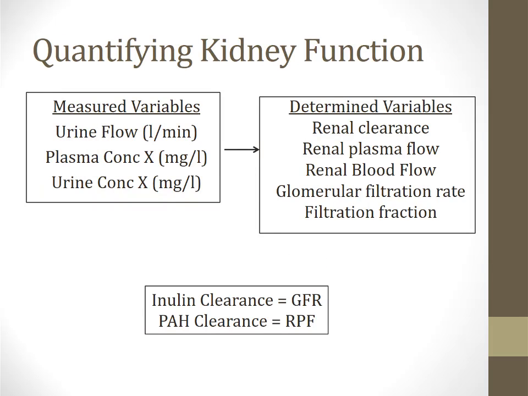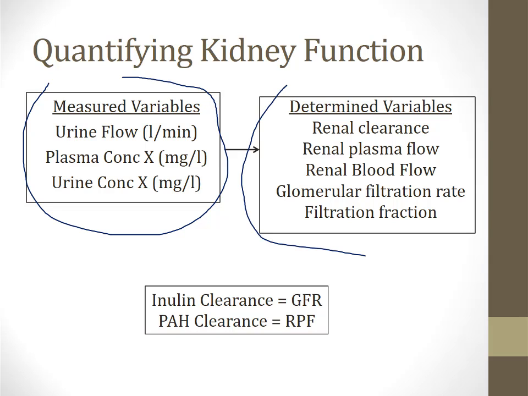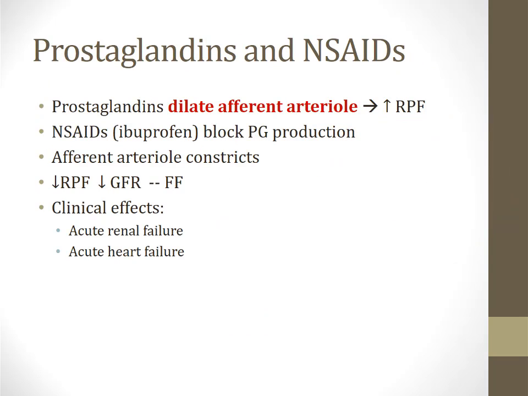So basically what we've done is taken these measured variables like urine flow, plasma concentration, and urine concentration, and used them to determine some other more helpful variables in establishing how healthy the kidneys are. These are variables like clearance and plasma flow and GFR and filtration fraction. And then once again, inulin clearance or creatinine is used to measure GFR, and PAH clearance is used to measure renal plasma flow. Let's talk about the effects of prostaglandins and NSAIDs on renal physiology variables.